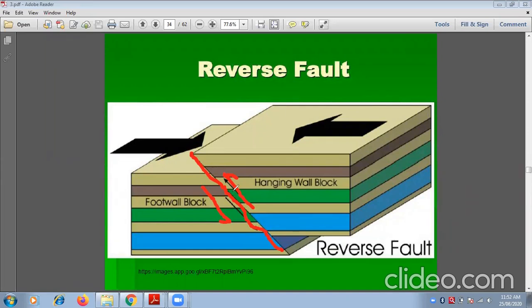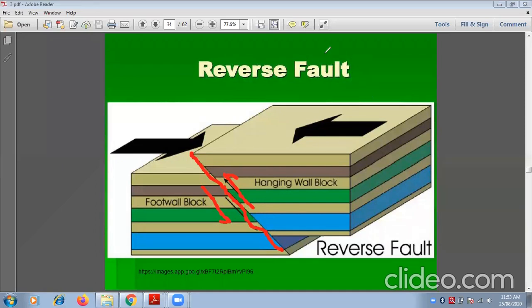What we see in the normal fault, we have seen the hanging wall moving towards the downward direction and footwall towards the upward direction. But here there is a complete opposite character. Hanging wall here is moving in the upward direction, footwall moving in the downward direction. So complete opposite characters are seen between normal fault and reverse fault.